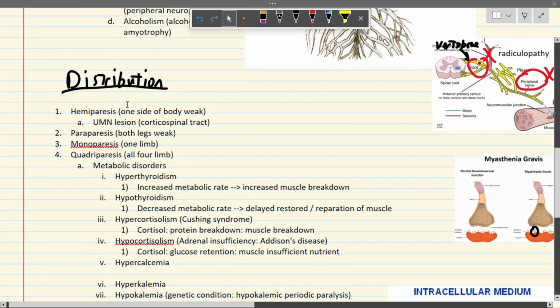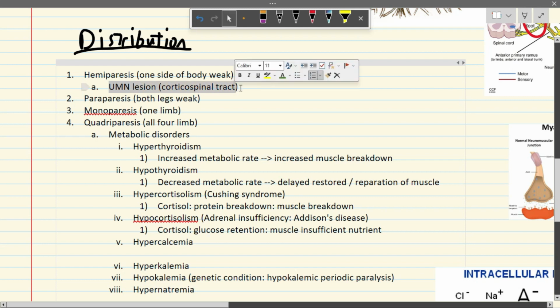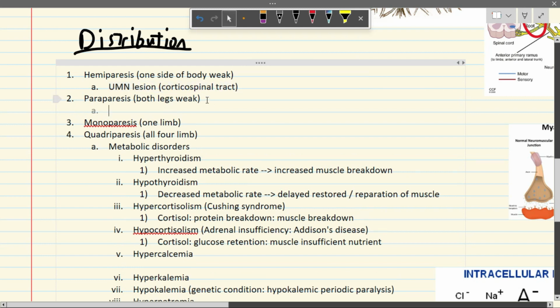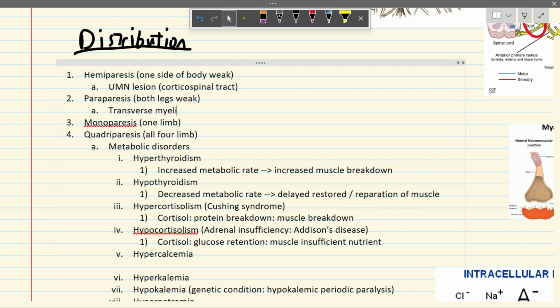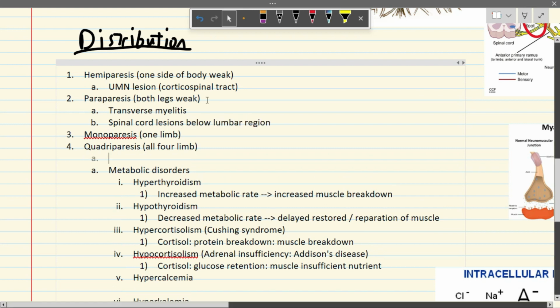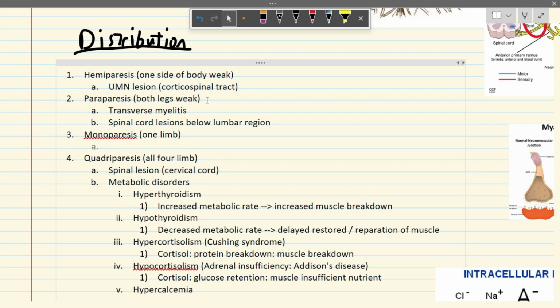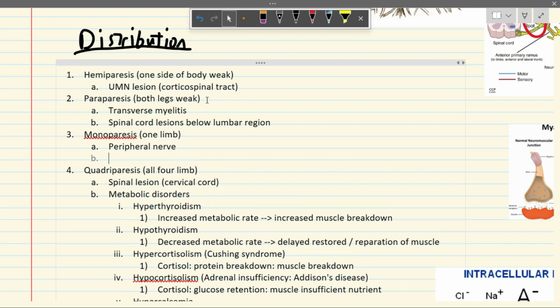So just to recap everything that we talked about just now: for hemiparesis, it's going to be an upper motor neuron lesion. For paraparesis, it's going to be transverse myelitis or any spinal cord lesion below the lumbar area. For quadriparesis, it's going to be spinal cord lesions at the cervical cord. And for motor paresis, it's either a peripheral nerve problem, or nerve root compression, known as radiculopathy.